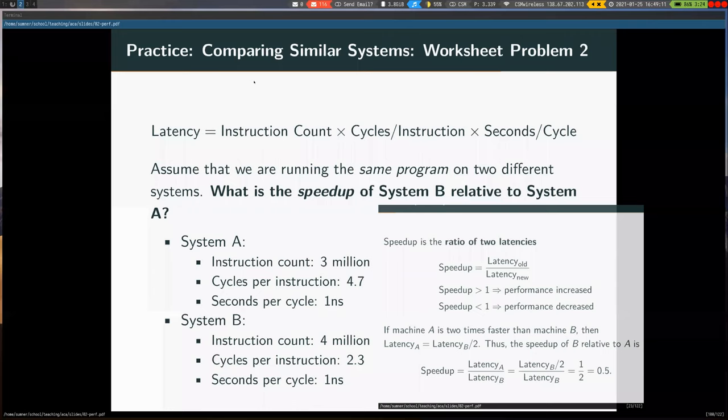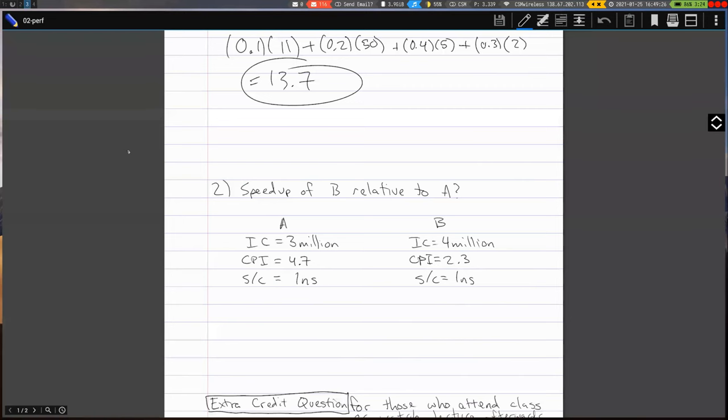Since you guys have this on your worksheet, I'm going to go ahead and move that and pull up the worksheet over here and start writing some stuff.